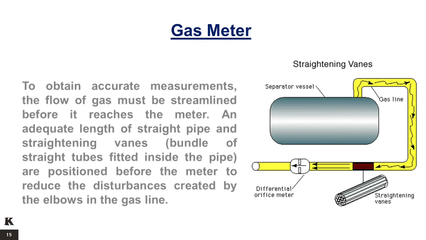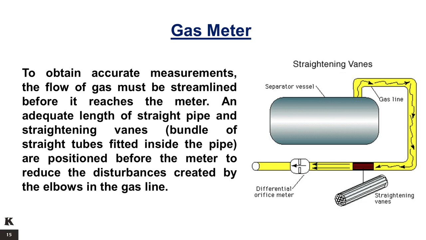To obtain accurate measurements, the flow of gas must be streamlined before it reaches the meter. An adequate length of straight pipe and straightening vanes, a bundle of straight tubes fitted inside the pipe, are positioned before the meter to reduce the disturbances created by the elbows in the gas line.